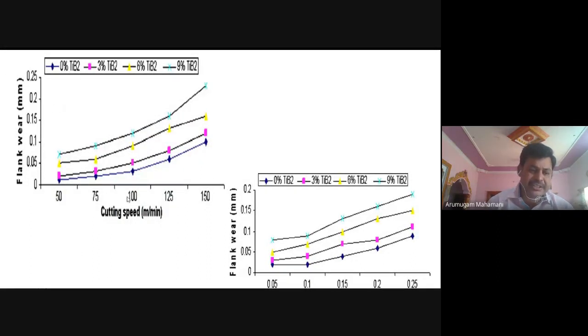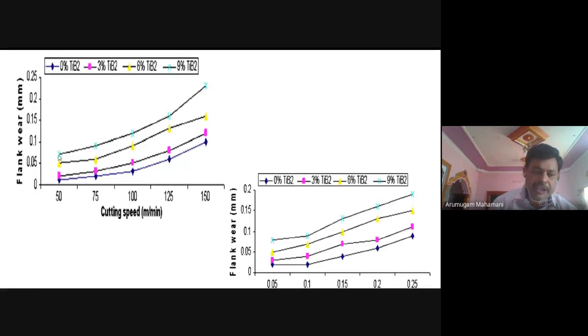This is my observation: cutting speed and flank wear for different reinforcement. Here, of course, 0% TiB2 means just the AA unreinforced alloy. While machining, the tool wear rate is very low for all the speed ranges. Then again, at 9% TiB2, we have more flank wear. So 9% means the TiB2 content is more.